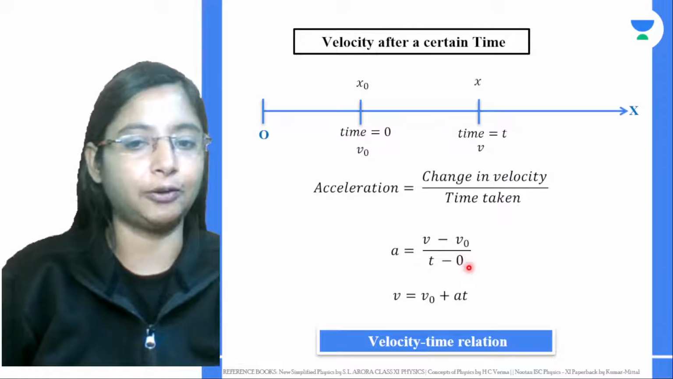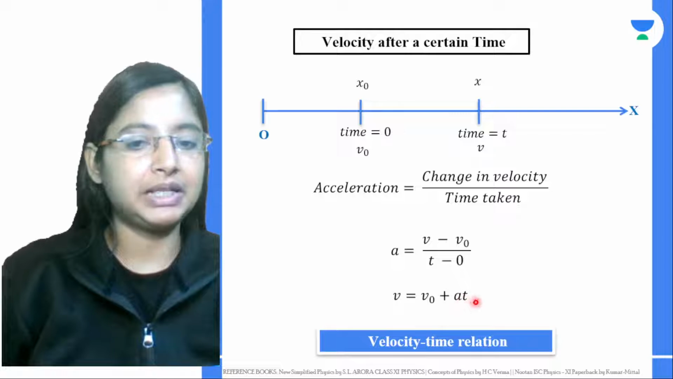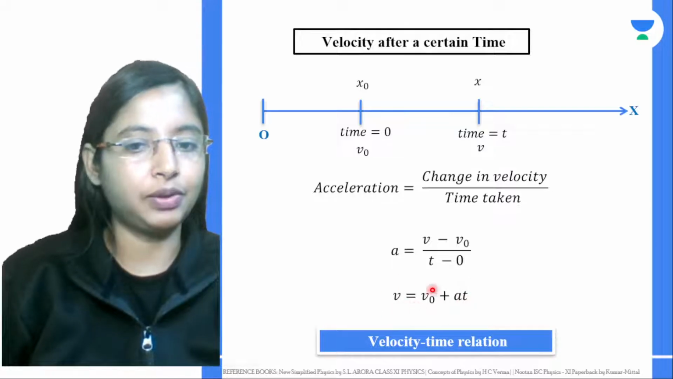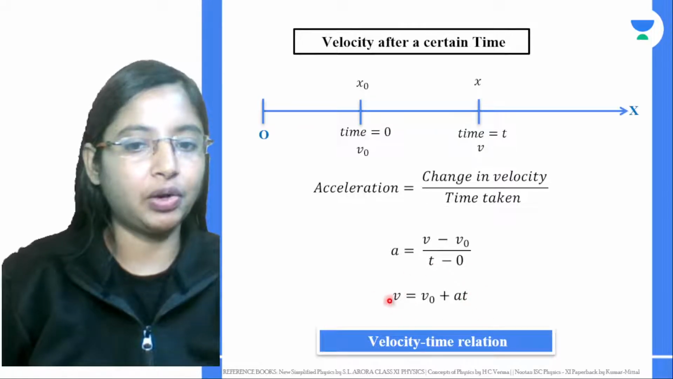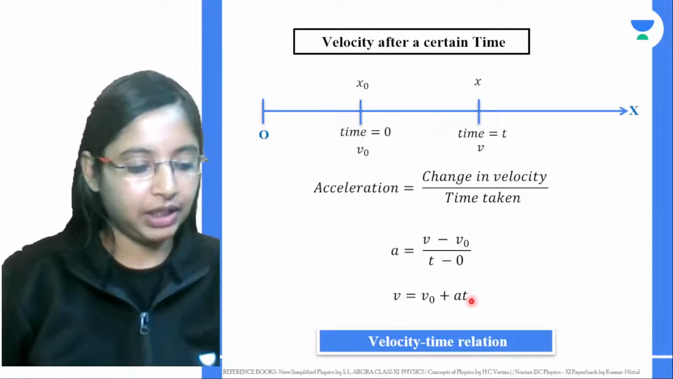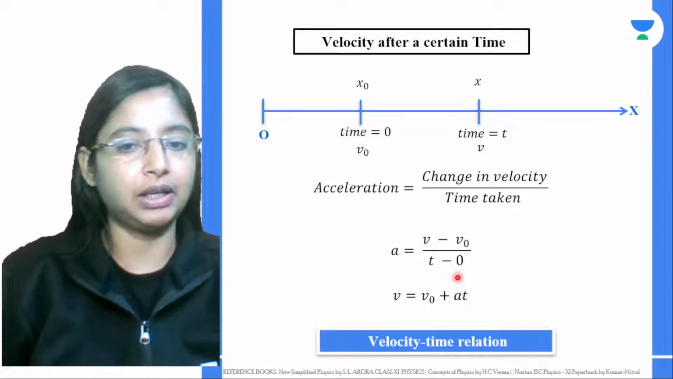So t minus 0, right? From here, we got the equation v is equal to v0 plus at. So this is final velocity is equal to initial velocity plus acceleration into time. This gives the relationship between velocity and time. So anywhere if you're seeing a question which has a relationship between velocity and time, you can use this formula, right?